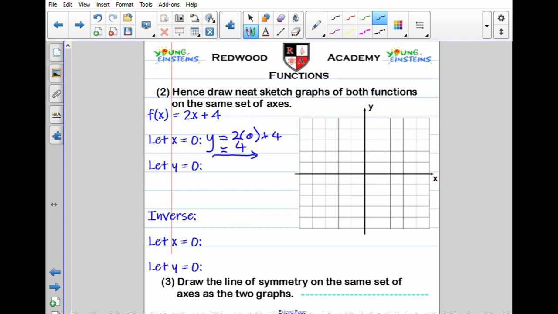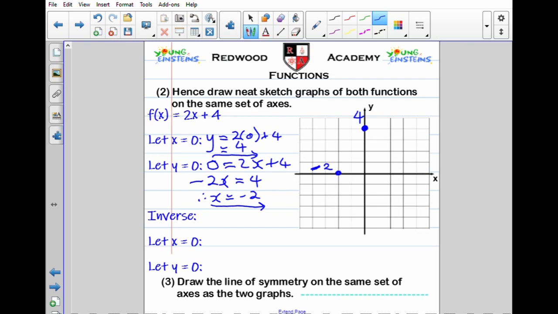Right, let's go and plot this. So we've got y equal to 4. That's 1, 2, 3, 4. That's y equal to 4. All right, then let y equal to 0. So if I take the same function and I let y equal to 0, I'm going to get 0 equals 2x plus 4. Take the 2x over, minus 2x is equal to 4, and then divide by minus 2. Therefore, x is equal to minus 2. All right, and then I get minus 1, minus 2. So I get something like that. Well, that's minus 2.